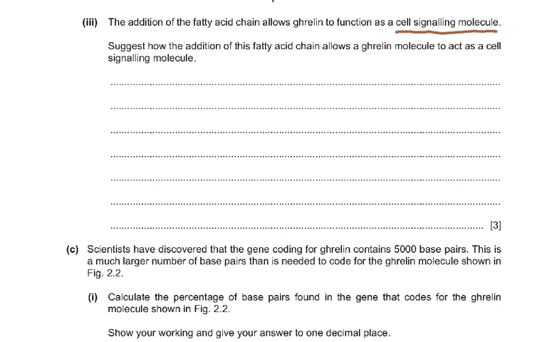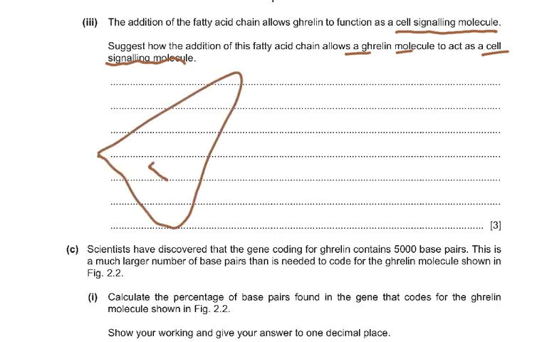Suggest how the addition of this fatty acid chain allows a ghrelin molecule to act as a cell signaling molecule. Now, first of all, you must know what is a cell signaling molecule. You see, why would insulin work on the liver cells? Insulin works on the liver cells because in the liver, the cells have receptors. So the insulin molecule goes and fits onto it.